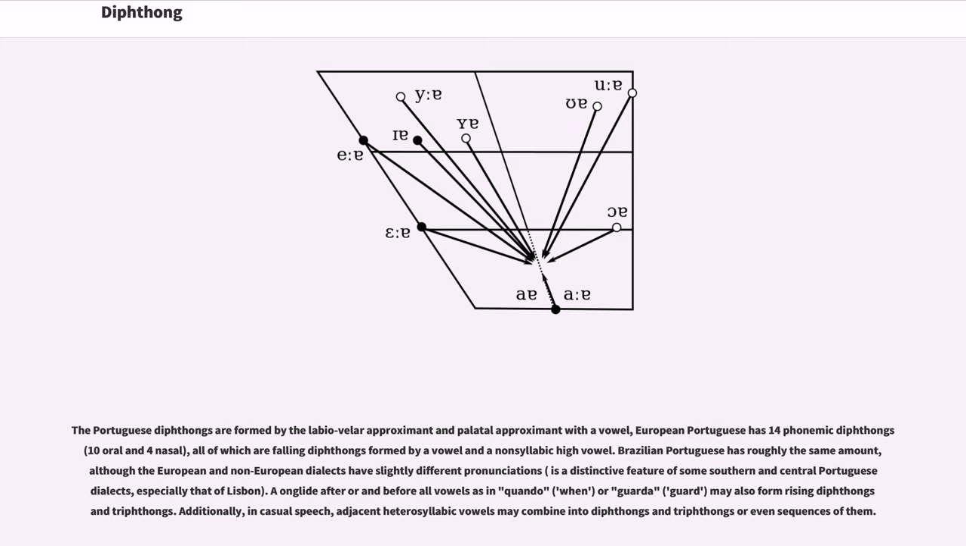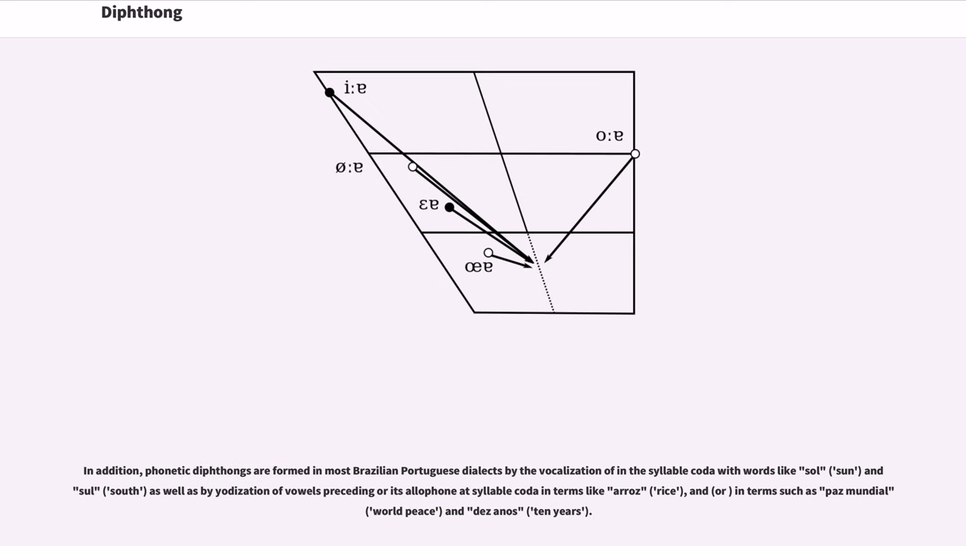Additionally, in casual speech, adjacent heterosyllabic vowels may combine into diphthongs and triphthongs or even sequences of them. In addition, phonetic diphthongs are formed in most Brazilian Portuguese dialects by the vocalization of l in the syllable coda with words like sol and sul, as well as by iotization of vowels preceding s or its allophone in the syllable coda in terms like aros, and in terms such as posmundial and desanios.